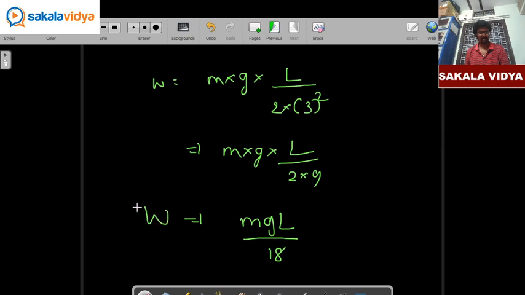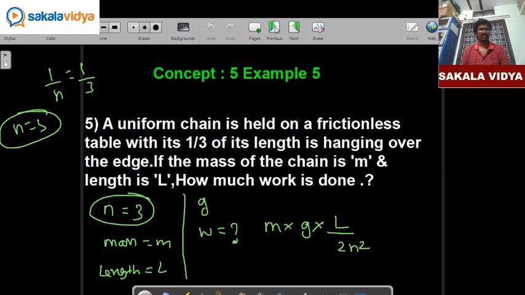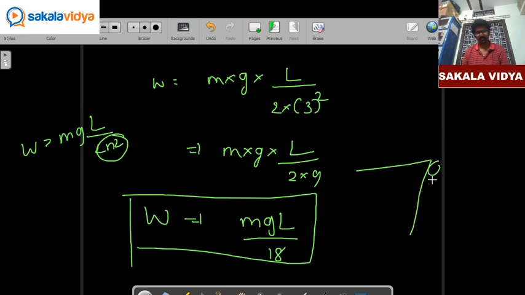So what is the work done in bringing this 1/3 of the chain to its horizontal top? What is the answer for that? mgL by 18. And what's the formula to calculate this? Work done will be mgL by 2n square, where n is the nth part that is hanging from the horizontal portion. This is called the nth part.